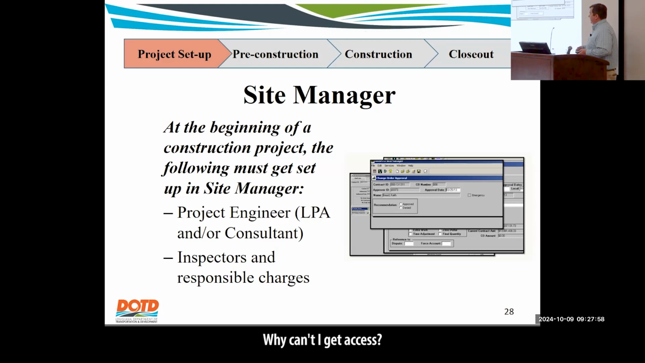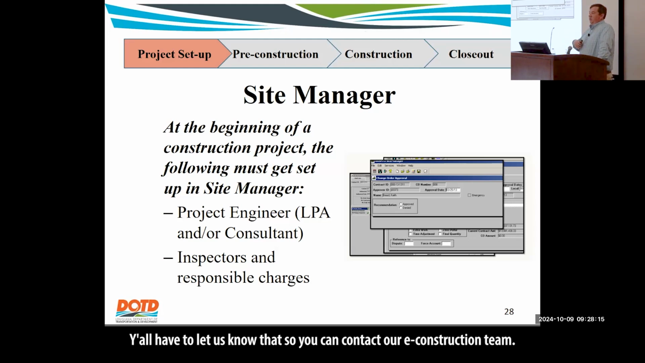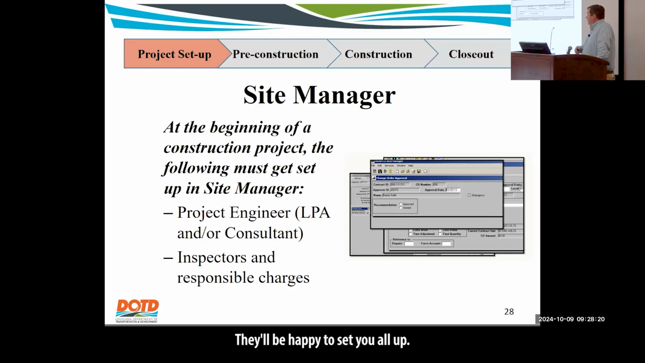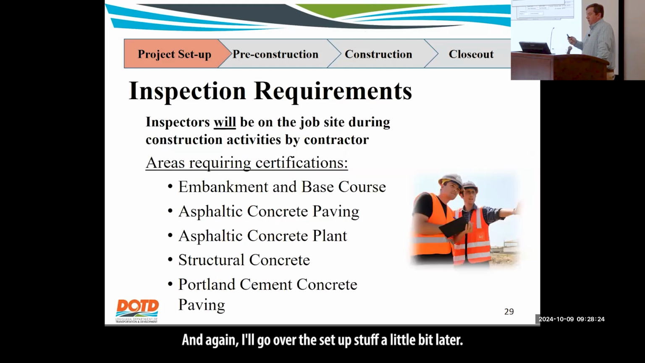why can't I get access? Oh, well, you don't have contract authority. That's a little different. The department, we don't know, even though, yes, you signed a contract, I don't know that John Doe is the project engineer. I don't know that Jane Doe is the inspector. Y'all have to let us know that so you can contact our e-construction team. They'll be happy to set y'all up. And again, I'll go over the setup stuff a little bit later.